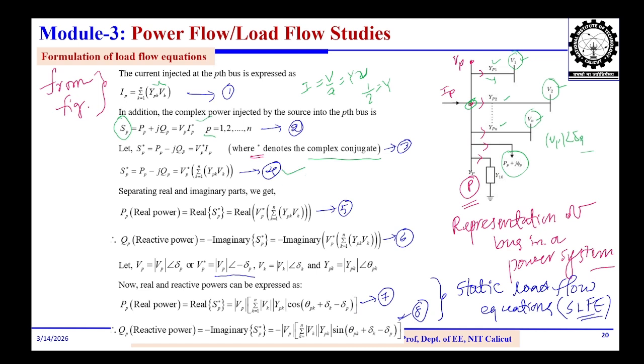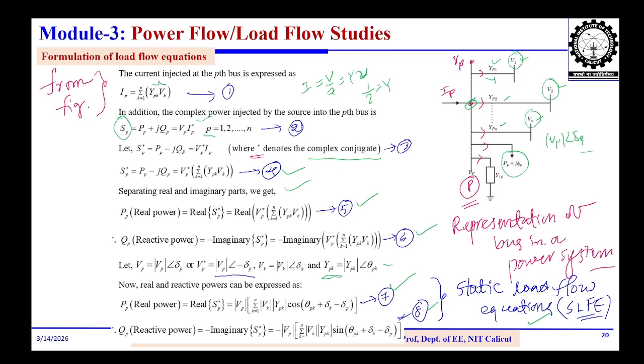From expression 4, we can separate the real and imaginary parts, and you will get equation 5 and equation 6. Now substitute the values in terms of magnitudes and phase angles. VP is equal to mod VP at angle delta P, and VP conjugate is equal to mod VP at angle minus delta P. VK is equal to mod VK at angle delta K, and YPK is the admittance with its corresponding angle. Now we can separate the terms into real and reactive power, and you will get equation 7 and equation 8. Equations 7 and 8 are what we consider the static load flow equations in power flow studies.